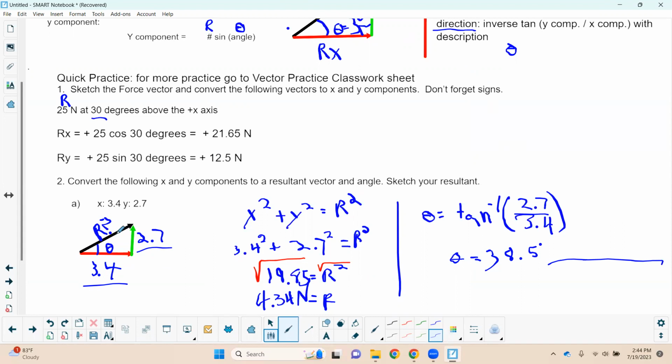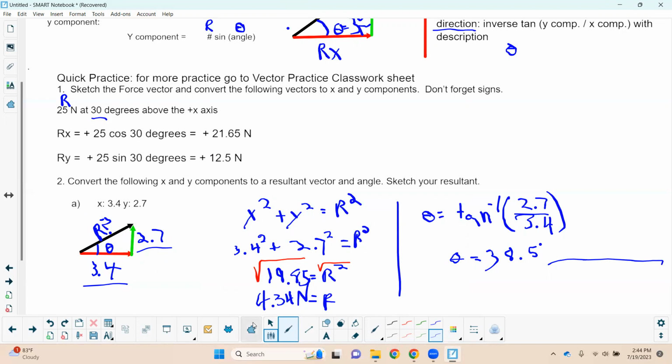If the angle is smaller than 45, which this number is, then this y side, the 2.7 side, should be less than the x side. So that's a way you can check. If it was bigger than 45, like a 60-degree angle, the y side would be larger than the x side. So that's just a way to check. So 38.5 seems reasonable, and now we have to describe where it's headed.